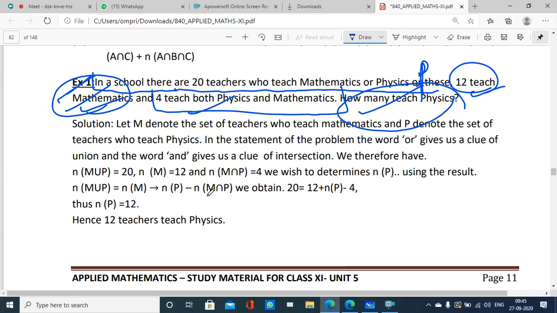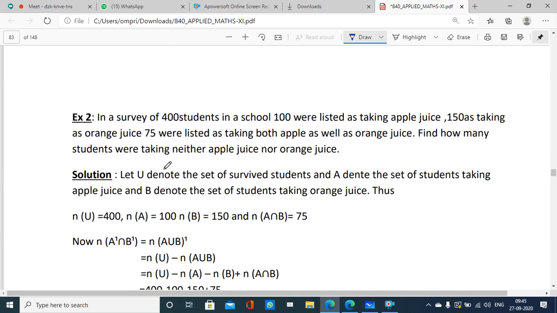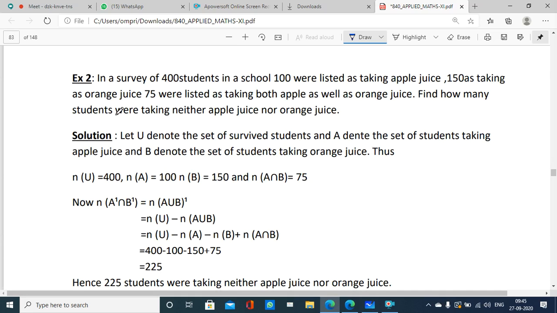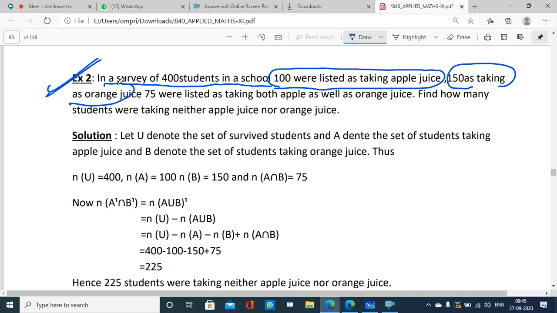So this question is done. Next question. In a survey of 400 students in a school, 100 were listed as taking apple juice. So there is a school and there are 400 students who are being surveyed. Out of those 400 students, 100 are taking apple juice, 150 are taking orange juice, and 75 are taking both apple and orange juice.